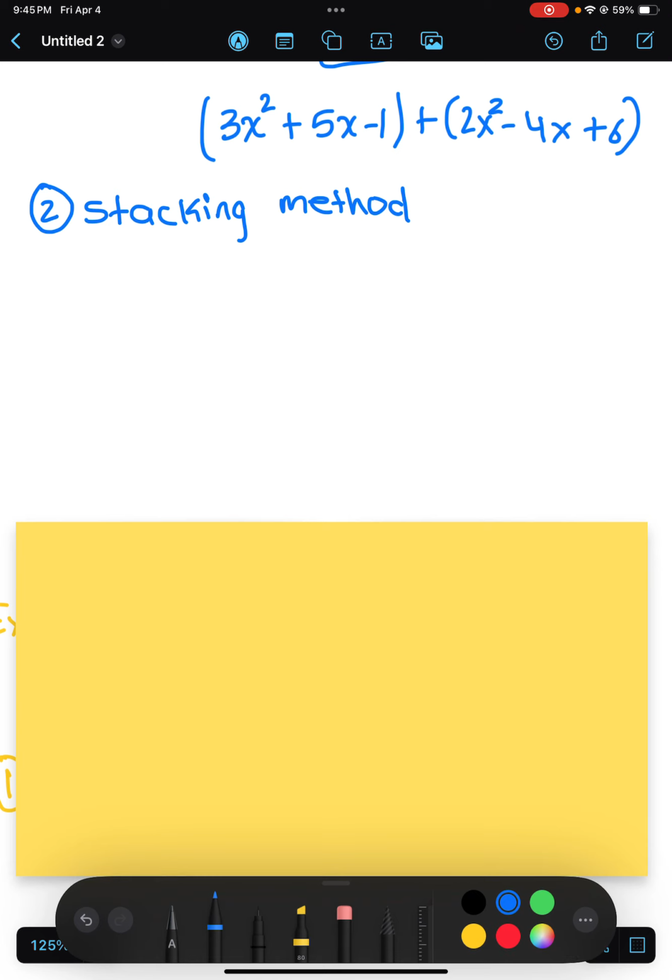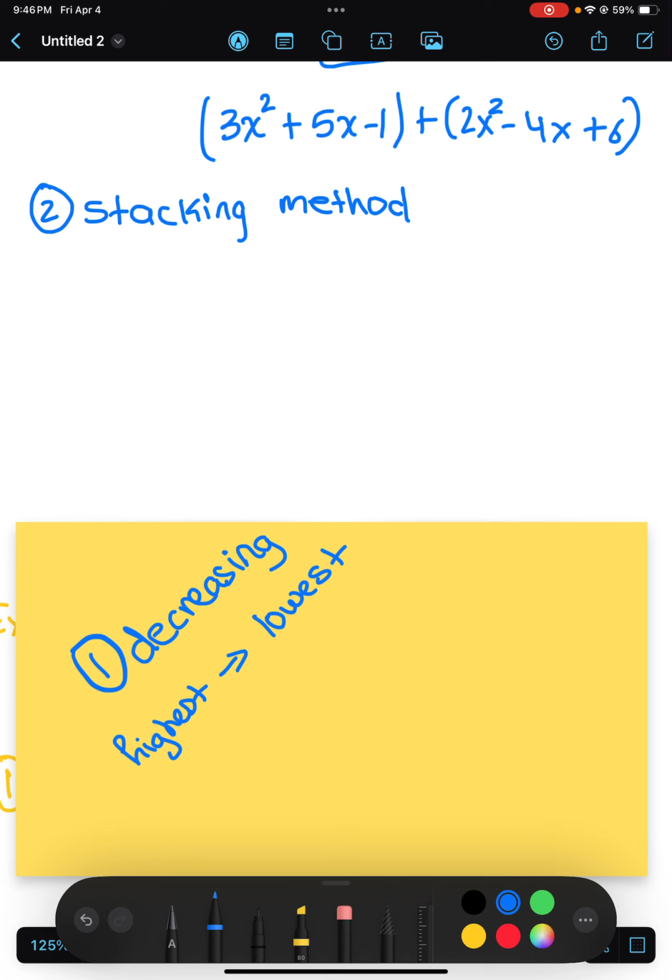Okay, so the stacking method, two things. Thing number one, you have to make sure we are in a decreasing order. So your highest power to your lowest power, okay? So let's see if our first polynomial is in that highest to lowest power. I have my highest power, then I have power of 1, then a power of 0, that's good. Second polynomial, I have my highest power, and then power of 1, and then power of 0. So that's good, okay? Which means I'm good.